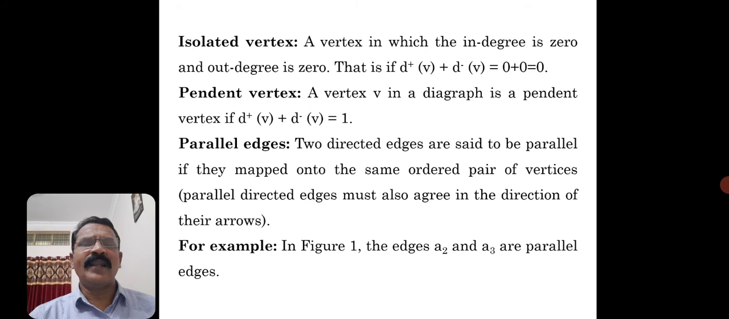Okay, so parallel edges. We have already discussed parallel edges in the first session, I think, but here we have a definite definition. Two directed edges are said to be parallel if they map onto the same ordered pair of vertices. So such arcs are called parallel arcs, or parallel directed edges, and they must also agree in the direction of their arrows. That is very important. For example, in figure 1, the edges A2 and A3 are parallel edges.